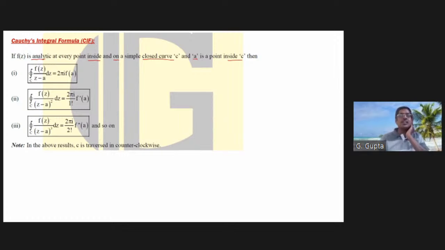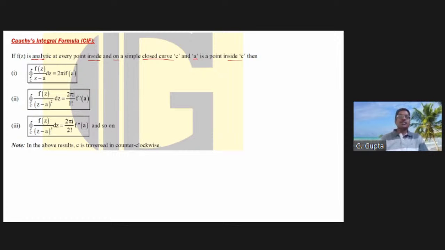If that singular point a is inside the curve, then this integration value is equal to 2 pi i into f of a. Where the numerator function is f of z, the denominator should be in the form of a z minus a factor. If that z minus a is with respect to power 2, power 3, any natural number power, then these results are helpful. Second one, integral over C, f of z by z minus a whole square is equal to 2 pi i by 1 factorial f dash a. Similarly, integral over C, f of z by z minus a whole cube dz is equal to 2 pi i by 2 factorial f double dash a, and so on.